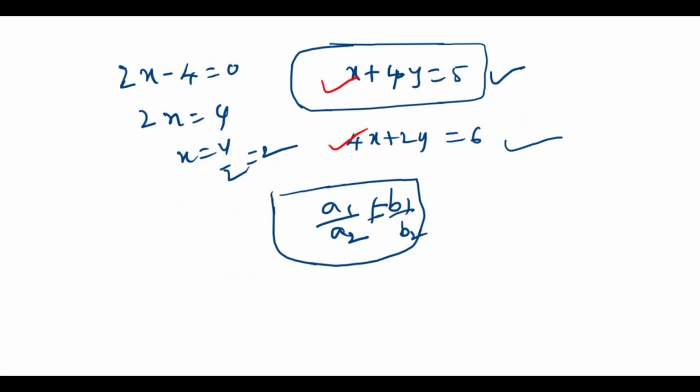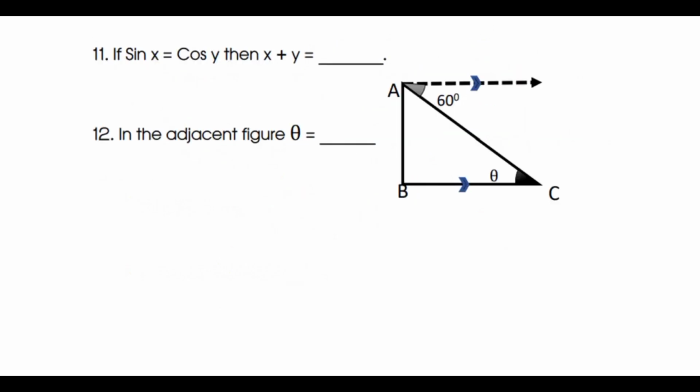Right? Next one. If sine x is equal to cos y, then x plus y. You know very well there is a problem from exercise 11.3: sine A is equal to cos B, then prove that A plus B is equal to 90 degrees. Correct? Same concept here. So if sine x is equal to cos y, then x plus y is equal to 90 degrees.